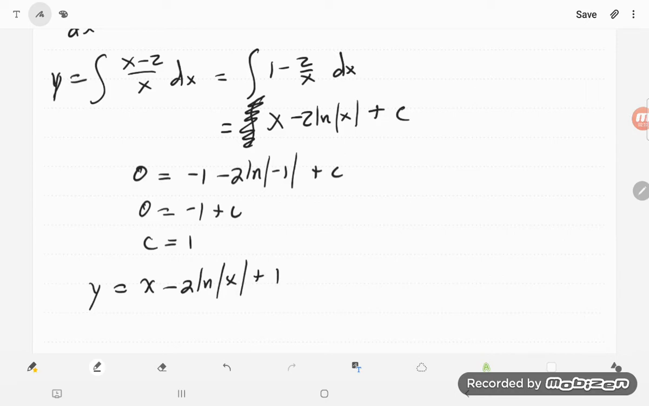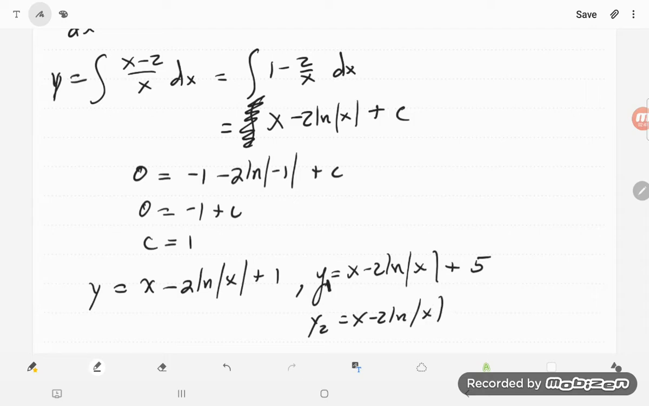And so, if we want any other functions, we can always just change our value of c. So I could have y1 equals x minus 2 log absolute value of x plus 5. And I could have y2 equals x minus 2 log absolute value of x minus 6. Okay, so I could have those.